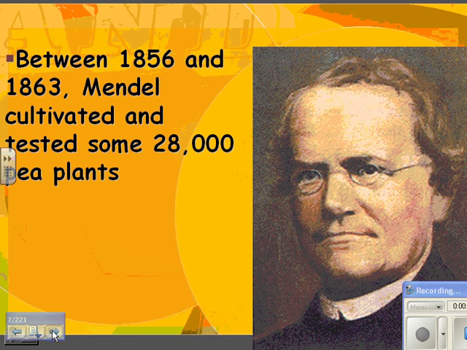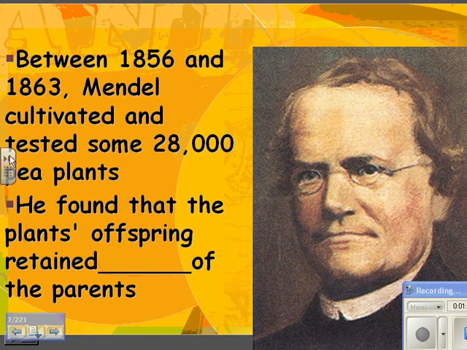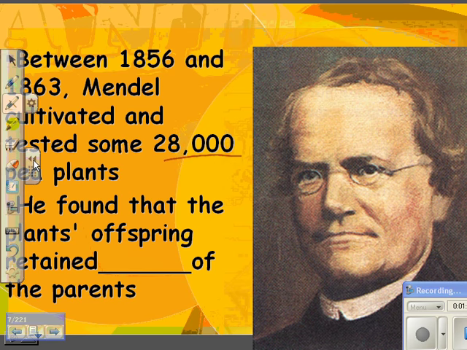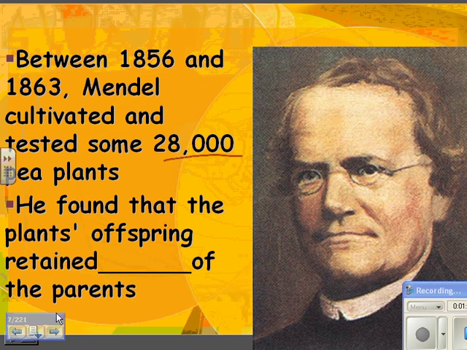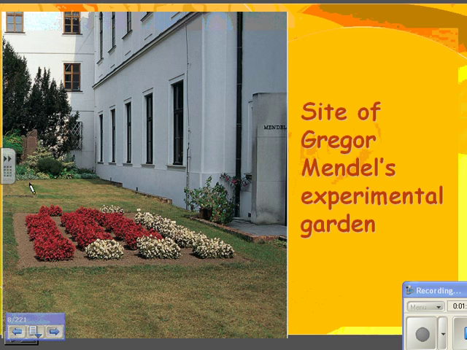Between 1856 and 1863, so not even 10 years, Mendel cultivated and tested some 28,000 pea plants. Whoa. That's a lot of pea plants. And he found that the plant's offspring retained the traits of their parents. So for example, if there was a pea plant with white flowers and it was mated with another pea plant with white flowers, the offspring would all have white flowers. And this is the area where his garden was.